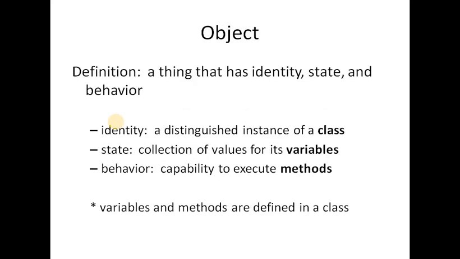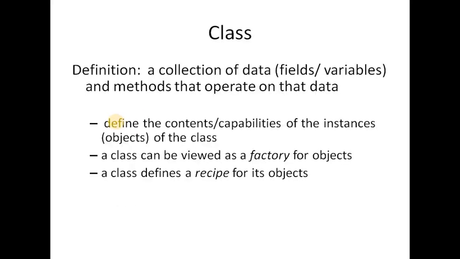Our objective is about an object, a thing that has identity, state and behavior. Identity, that is, an instance of a class. State, that is a collection of values for its variables, and behavior related to the executing methods. So these are the three terms. Variables and methods are defined in a class. So we are talking about objects in the OOPS programming language.